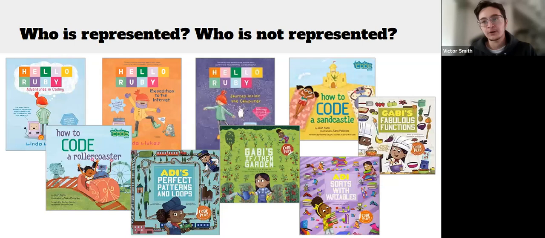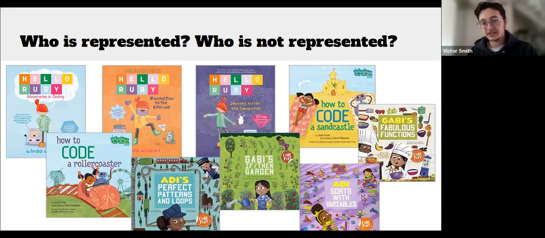So when I started looking for computer science picture books, almost every single book that you see on the screen right now was listed on every single blog post I could find. And these, quite frankly, are great books. But I want you to think right now, who is represented and who is not represented? And I'll give you 30 seconds to just drop some ideas in the chat.